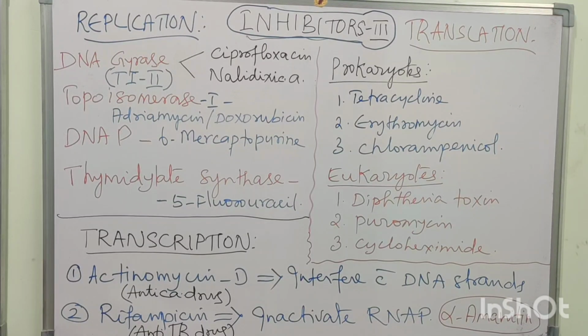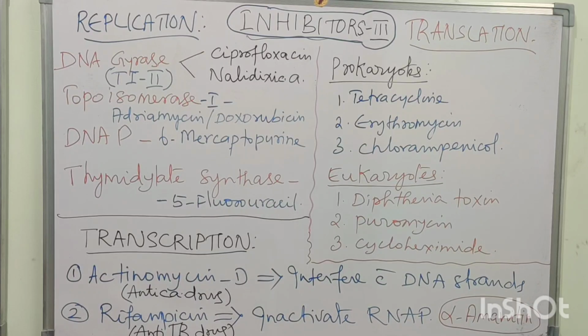One more inhibitor of transcription is alpha amanitin. Very rarely, some examiner will ask it in an MCQ question, the name is alpha amanitin. This is also an inhibitor of transcription, right?